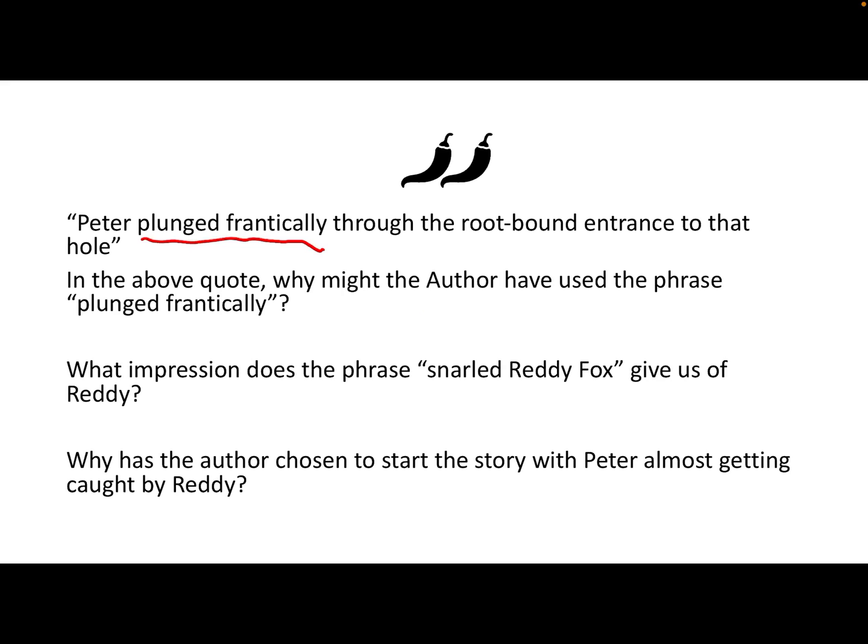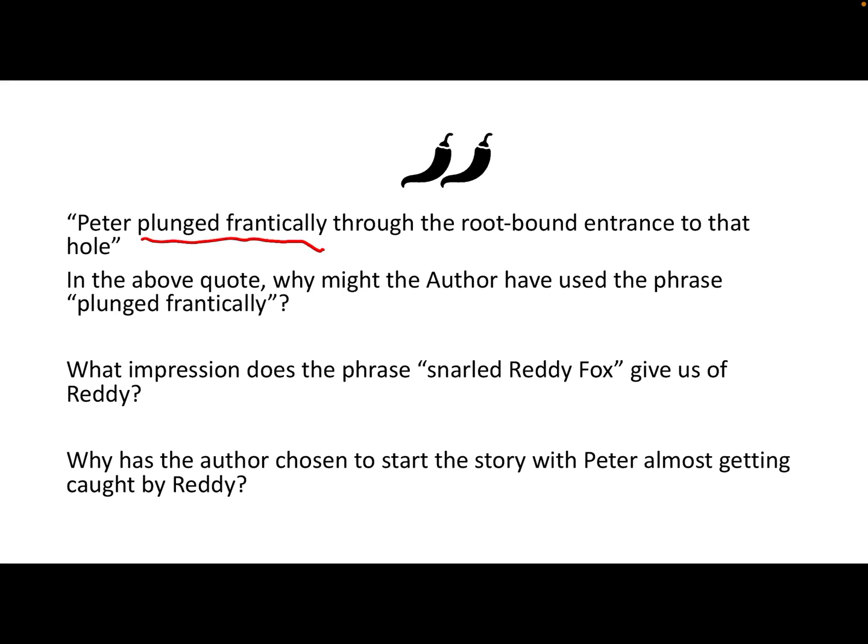What impression do we get? We get the impression that, with snarled, he's probably not nice, he probably wants to eat Peter because he's quite happy. When we use snarl, it's normally quite a nasty or angry verb to use.